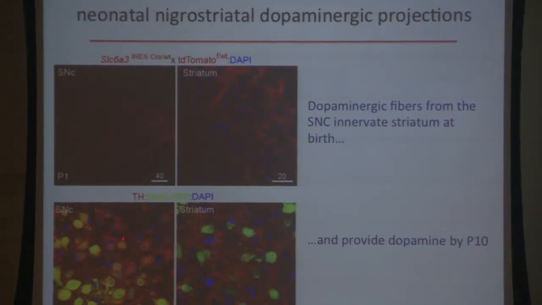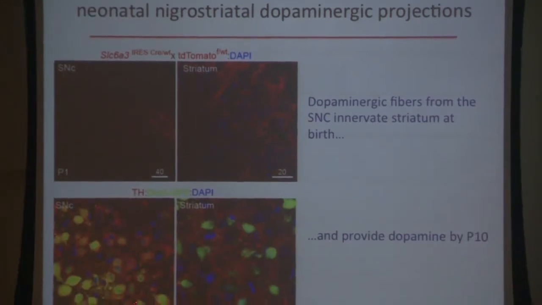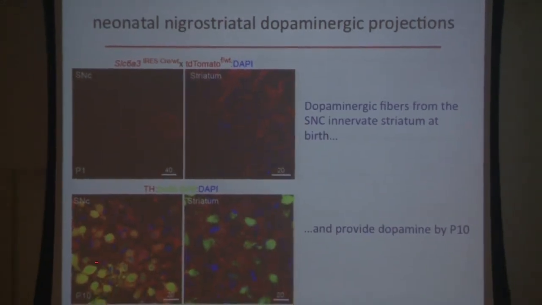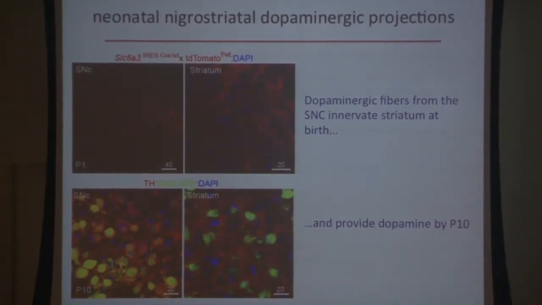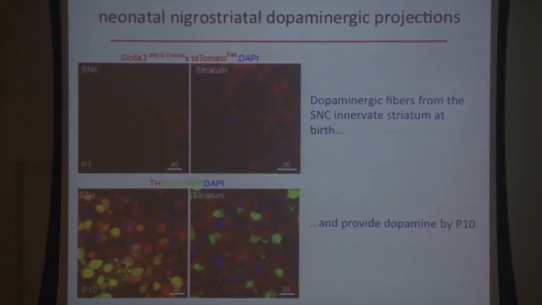And by 10 days of age, if we do a stain for tyrosine hydroxylase in nigra, we can see very robust expression of tyrosine hydroxylase in these cells. In striatum, the green cells here are actually the indirect pathway neurons that are labeled by a GFP line, but they're now surrounded by tyrosine hydroxylase positive fibers that are coming from SNc. So there's a potential source for dopamine there.